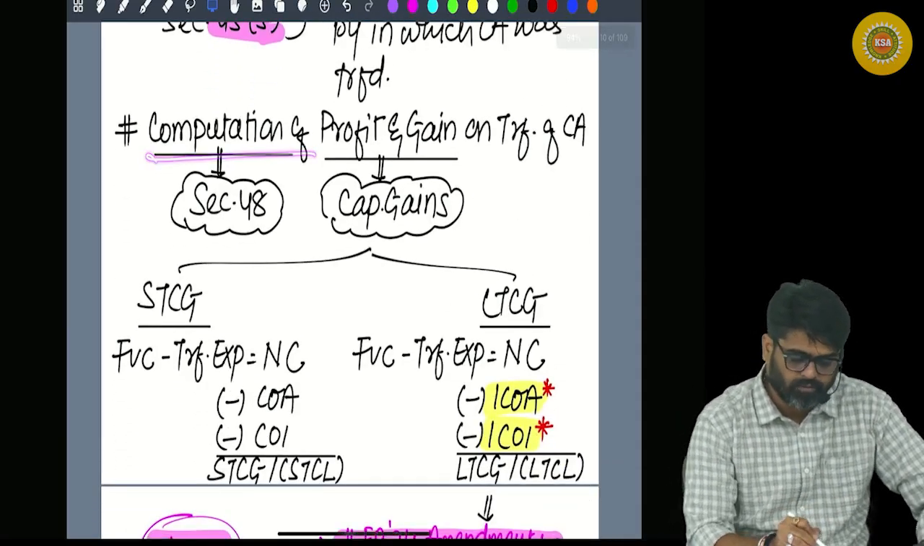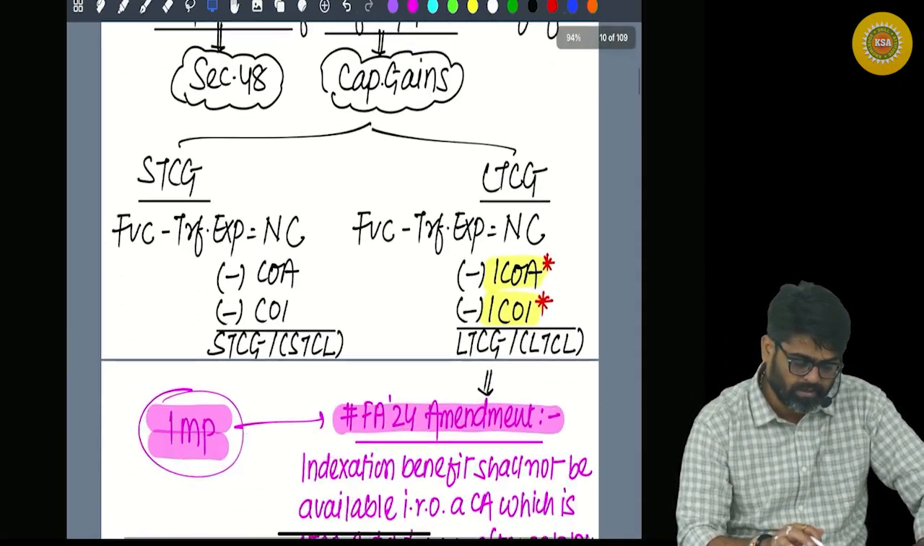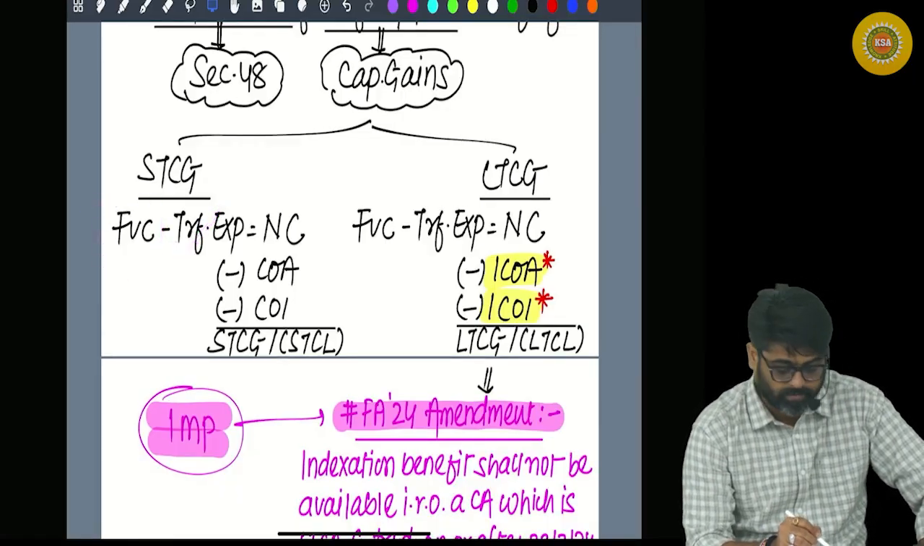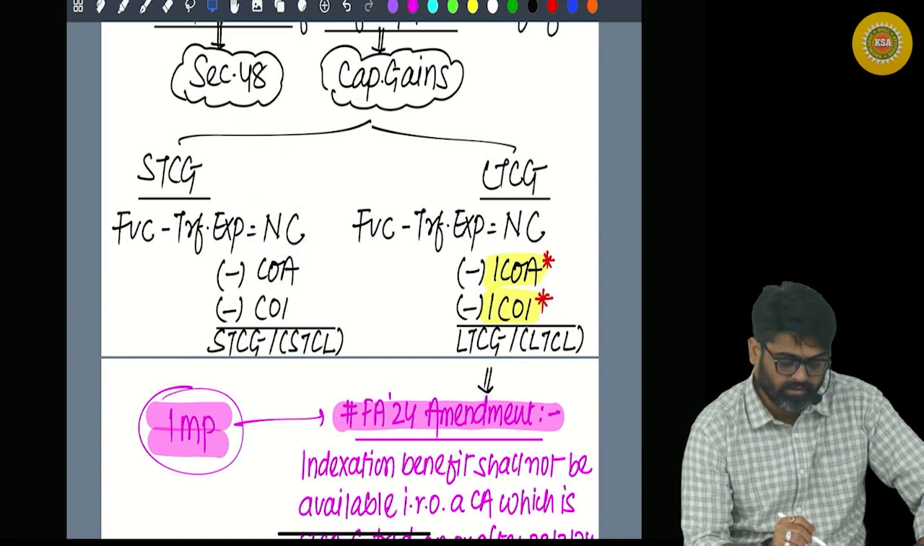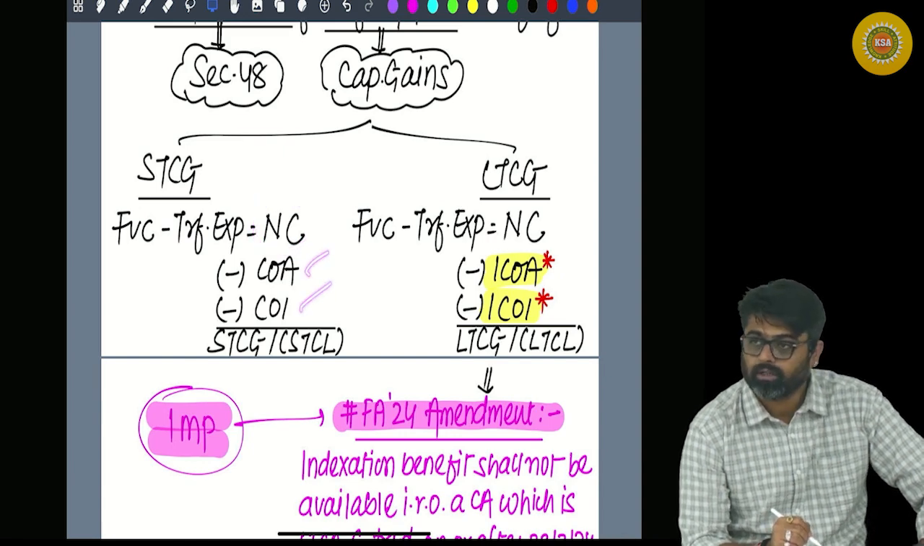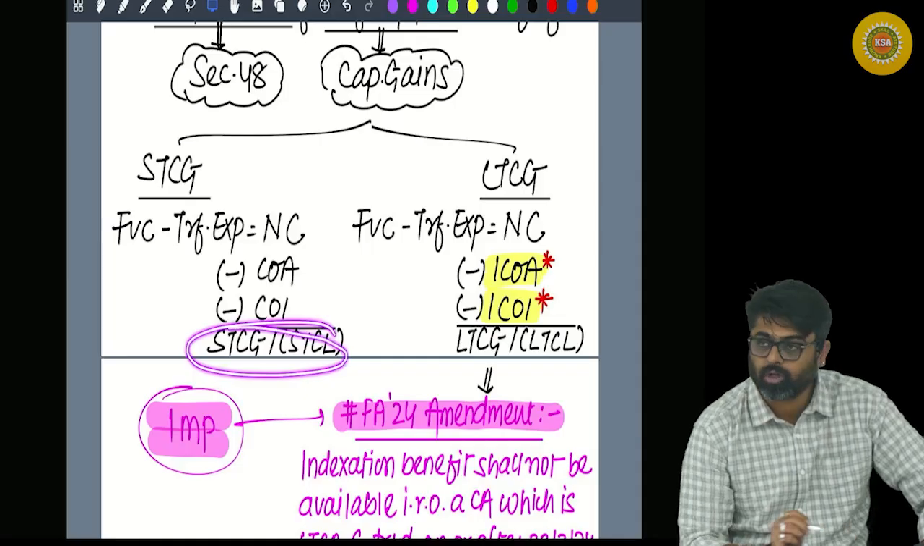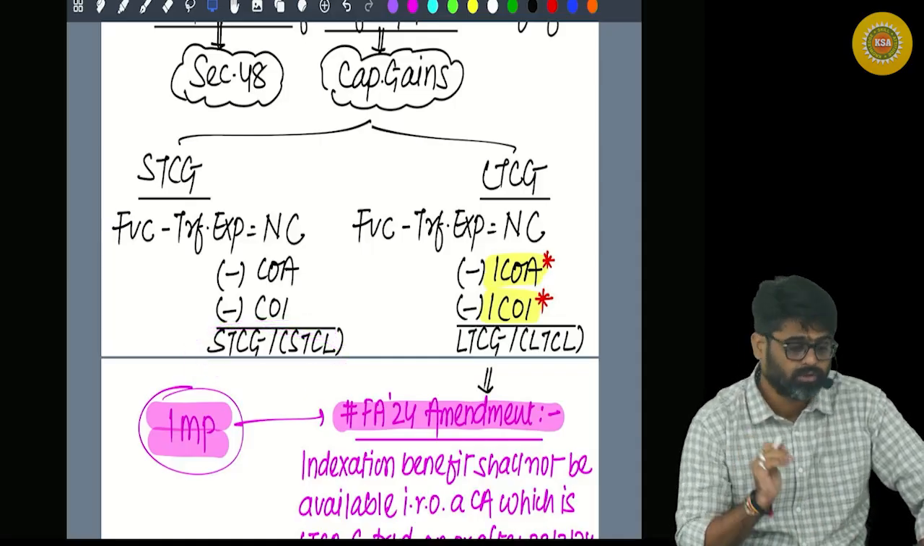Then computation of capital gain. How to compute capital gain? Full value of consideration minus transfer expense. We are going to get net consideration. Out of that, deduction for cost of acquisition and cost of improvement. The resulting gain will be short-term gain or short-term loss.